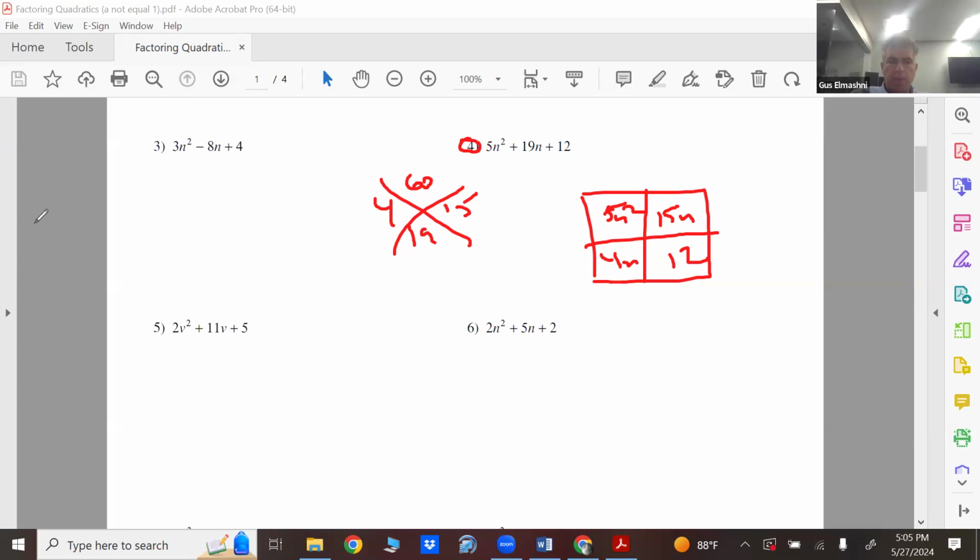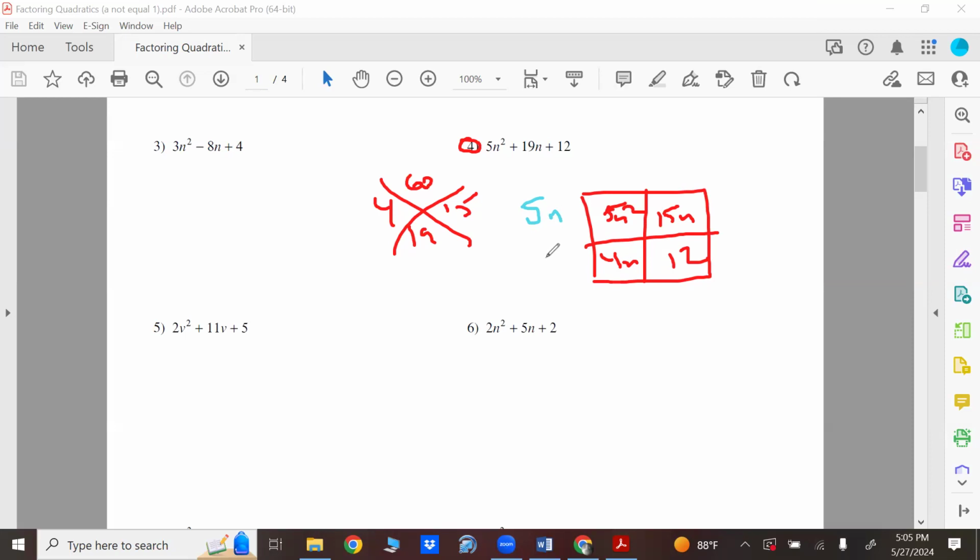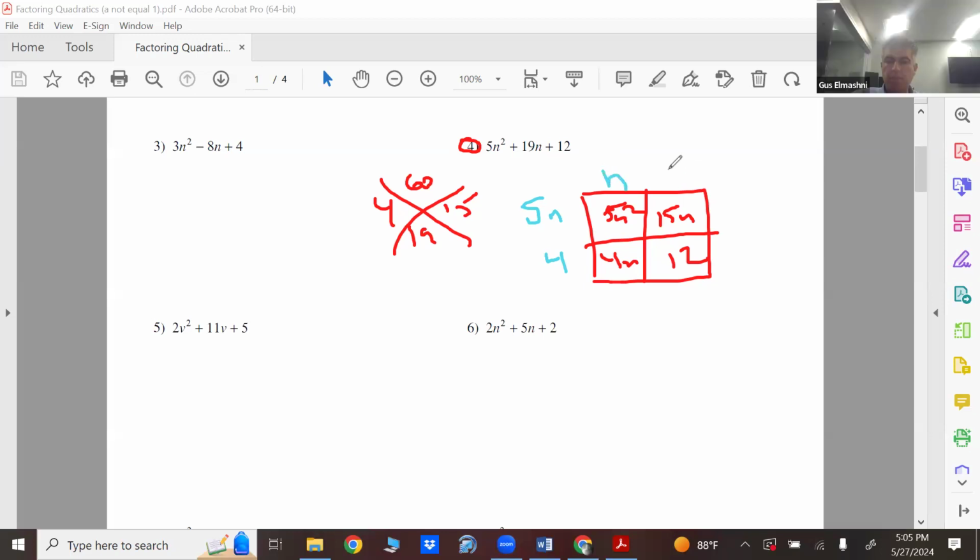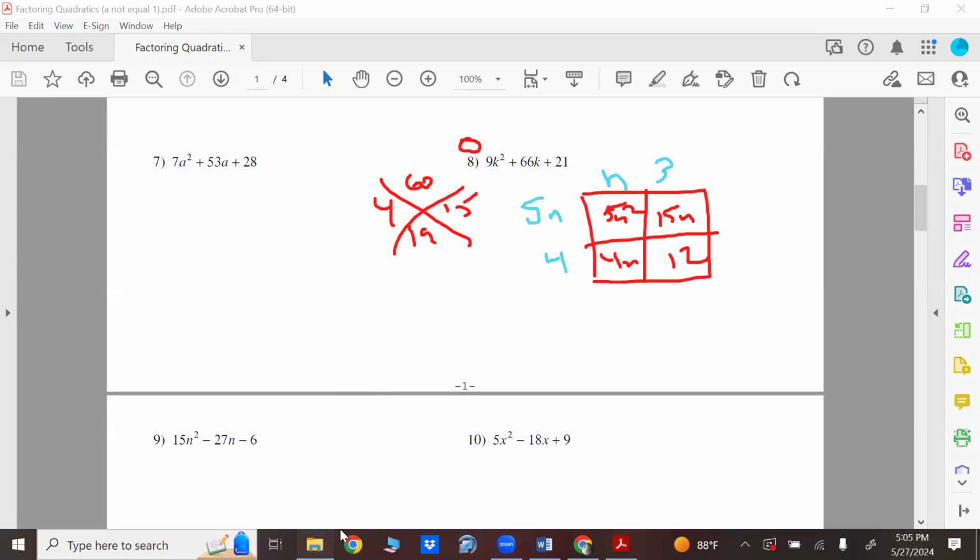Can we pull out the first row? You could get out 5n. And the second row, 4. First column, 5n. Last column, 3. Yep, there you go. So you can do it now. Yep. You got it. All right, that's another skill.